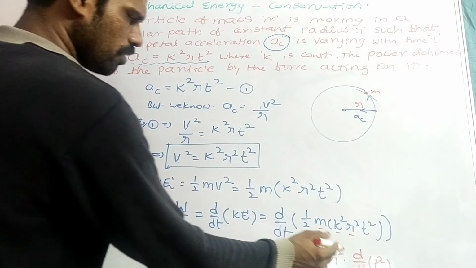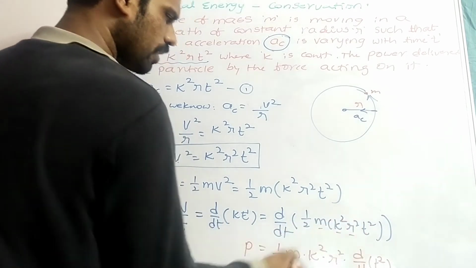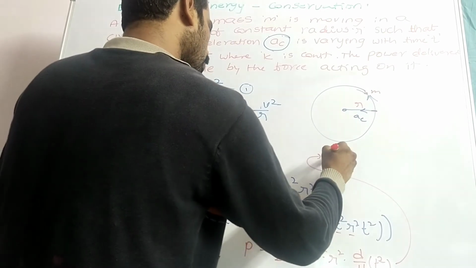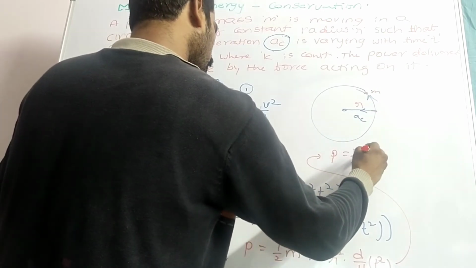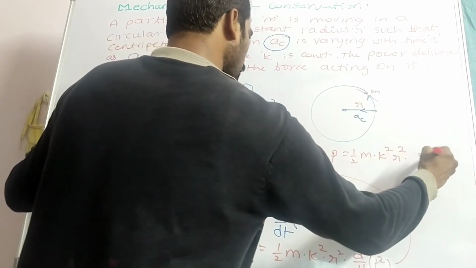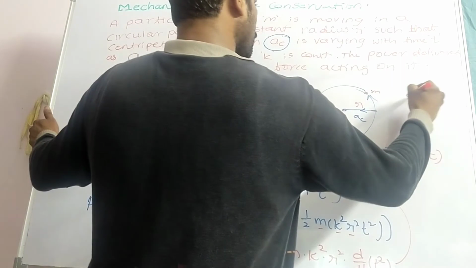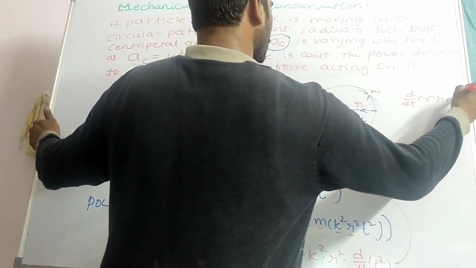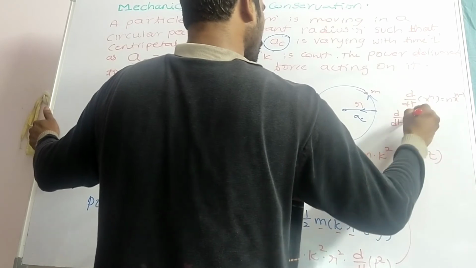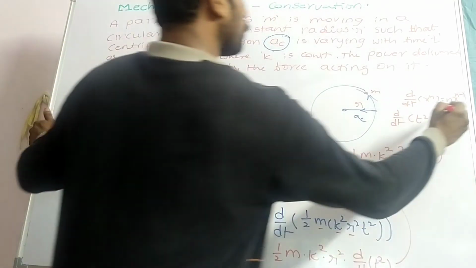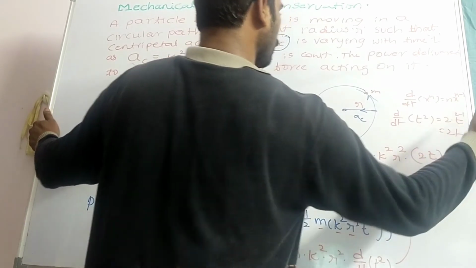Now the differentiation of t square can be written as 2t. So power P is equal to half into m into k square r square into, after differentiation, we get t square. Since d by dt of x power n is equal to n into x power n minus 1, d by dt of t square is equal to 2 into t power 2 minus 1, that is simply 2t.